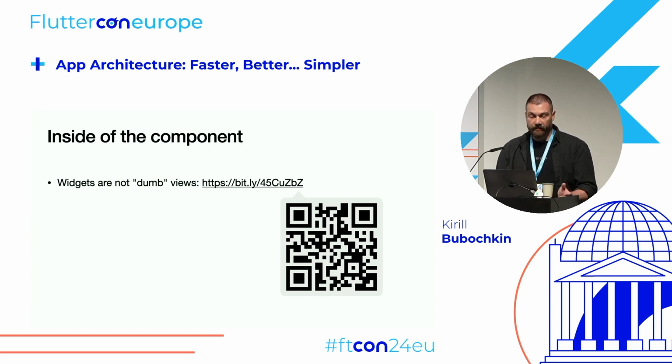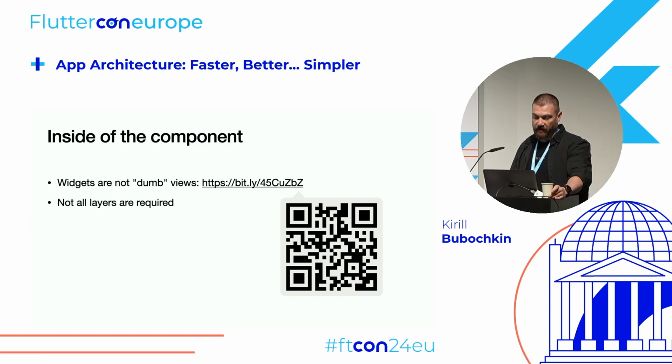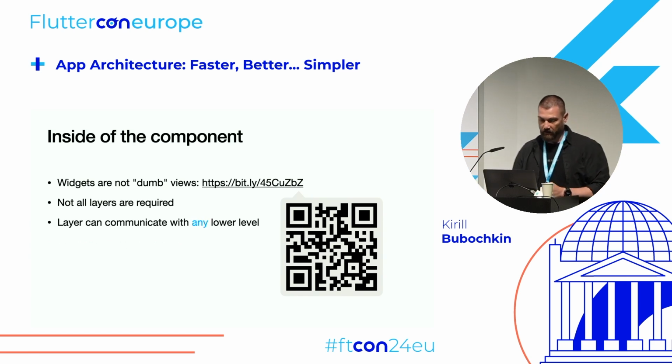Do we need all the layers in each module? Definitely not. Avoid adding abstractions if this abstraction doesn't encapsulate any logic. If your service just proxies the call to the repository, then you don't need it. Let the widget directly call the repository. And yes, layers can communicate with any lower layer, not only with their direct child. And out of practice, in many cases, you will just have a couple of layers, like widgets and services in the model, or widgets and data.